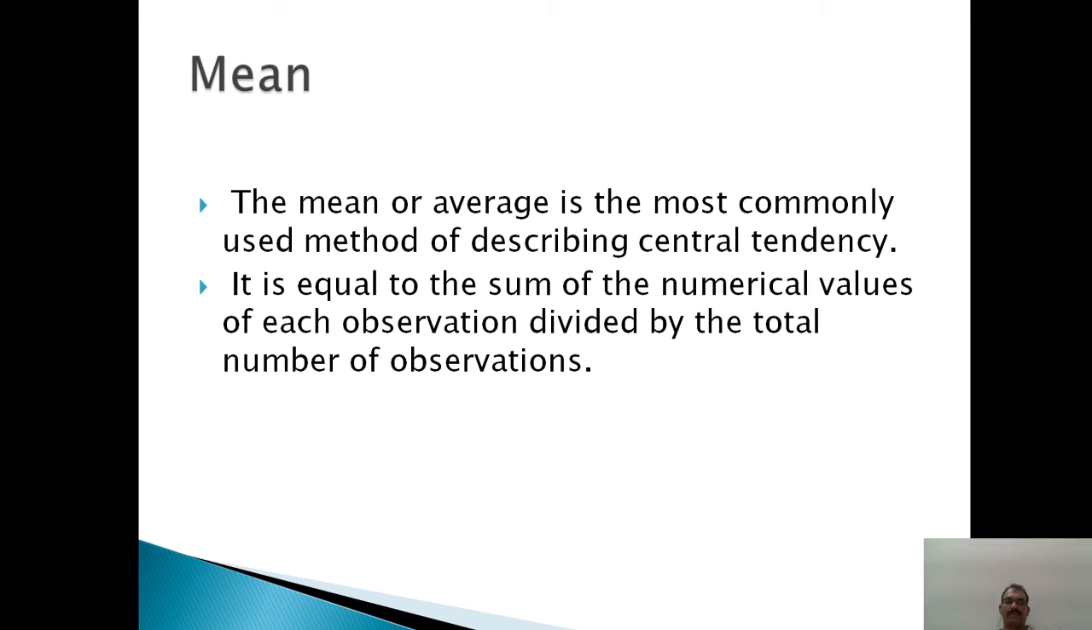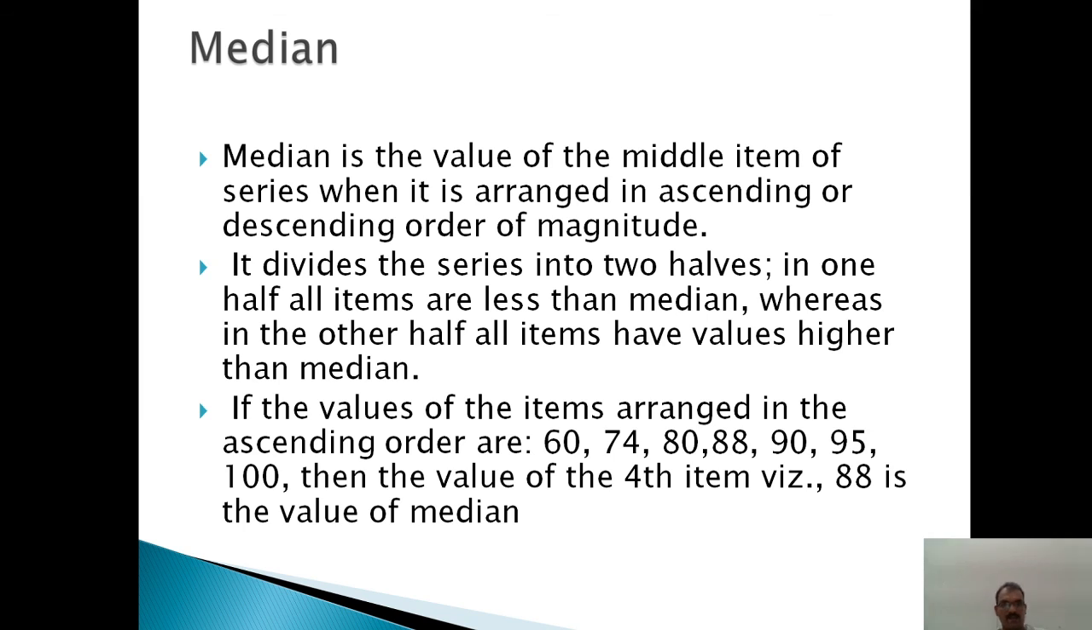And first of all, mean. Mean or average is the most commonly used method of describing central tendency. It is equal to the sum of the numerical values of each observation divided by the total number of observations, sigma x divided by n. Second one is median.